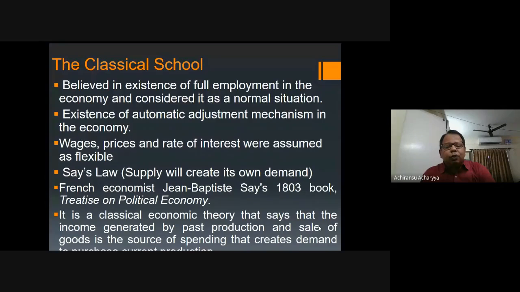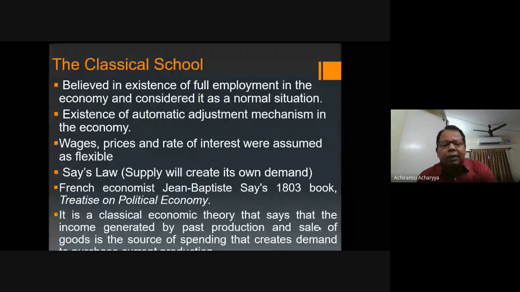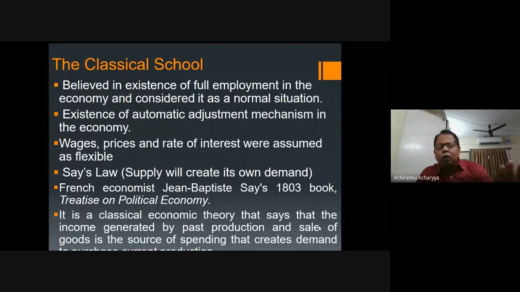And also the classical school believed in existence of full employment in the economy and considered it as a normal situation, existence of automatic adjustment mechanism in the economy, and wages and prices and rate of interest were assumed to be flexible. So if there is no demand, the prices would fall, the rate of interest would fall, the wages would fall, and the economy would adjust. That was the idea. And the famous law that you had here in this classical theory is Say's law, which says that supply will create its own demand. You need not worry about demand. The economy will adjust in its own way if your demand falls.